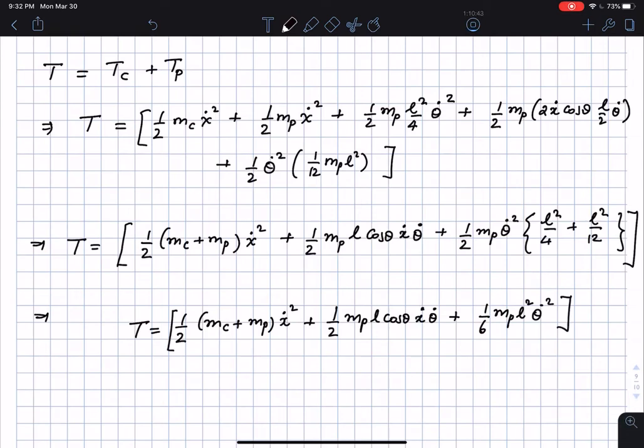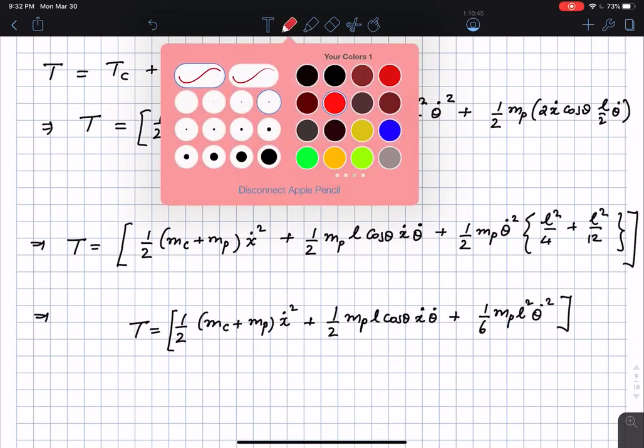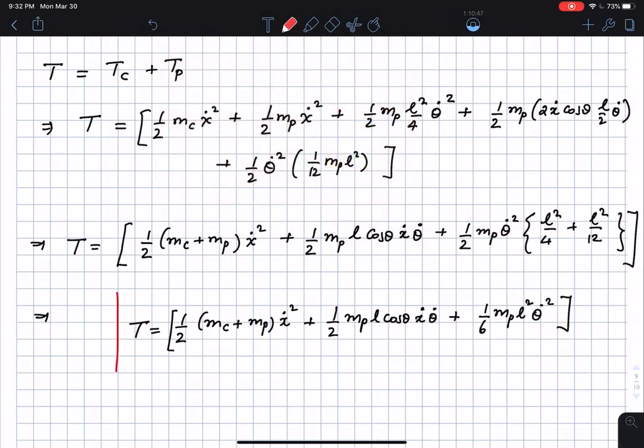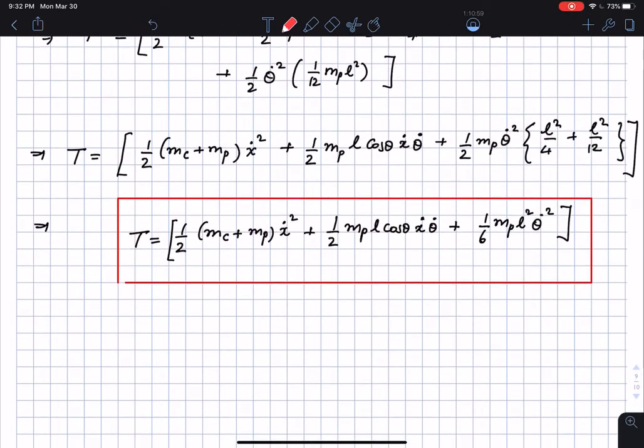Okay, so this is the total kinetic energy of the entire system. So that is something that you want to keep in mind. This is not just for one particular body in this problem, this is for the entire system as such. Okay, so this is the kinetic energy of the system.